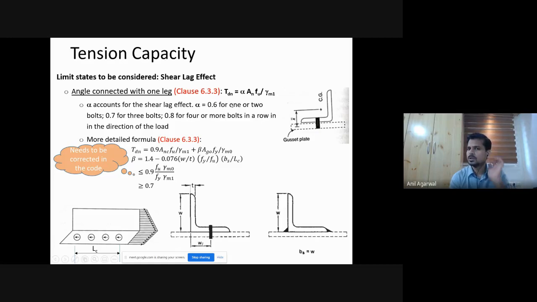Now in the revised code, this equation was found to be inaccurate, or rather unconservative, and it has been substituted with this revised equation here.